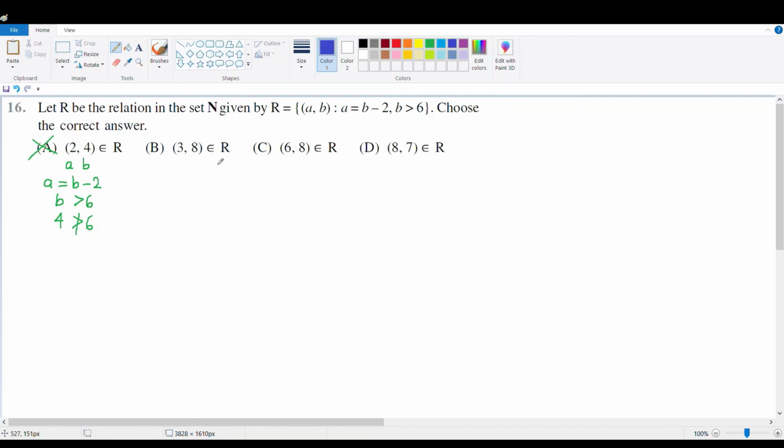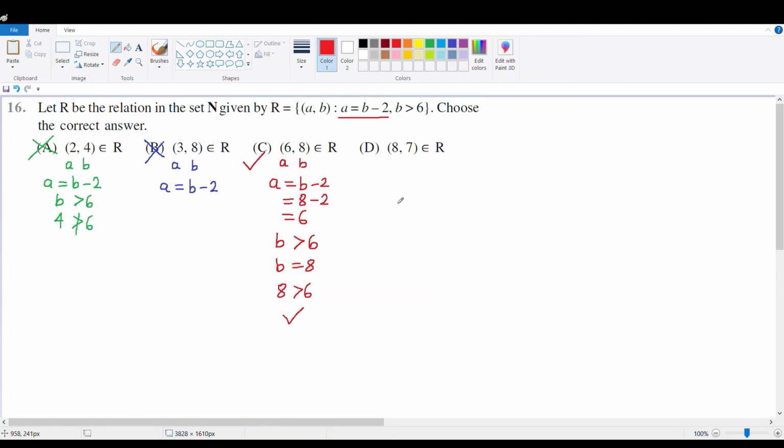Now we got (3, 8) belongs to R. That means a is 3 and b is 8. a must be equal to b minus 2, so 8 minus 2, we won't have 3. So B is not the answer. Now check C, (6, 8). Let a equal 6, b equal 8. We are given a equals b minus 2, so 8 minus 2 is 6, and our a is also 6. This checks out. And b must be greater than 6. In this case b is 8, so 8 is greater than 6. Looks like this is our correct answer.